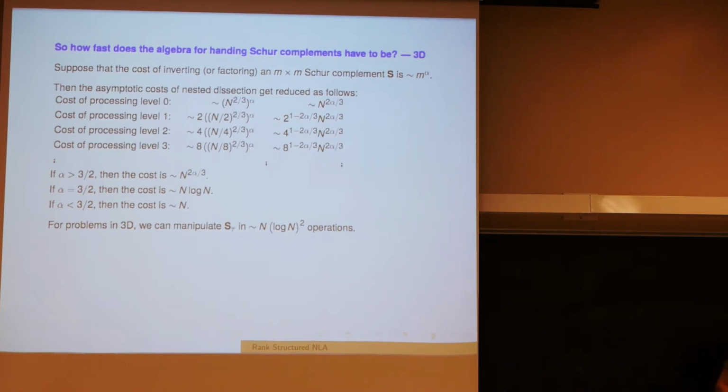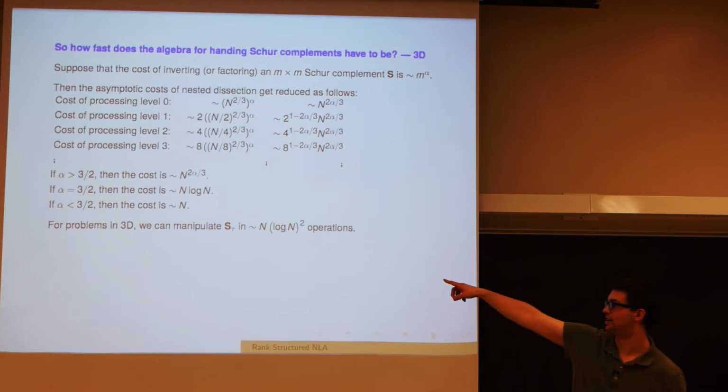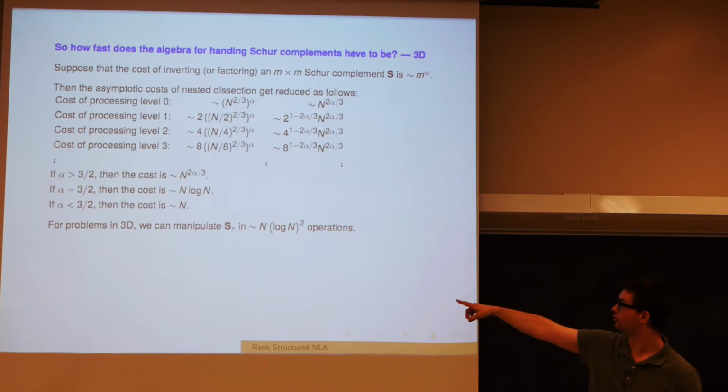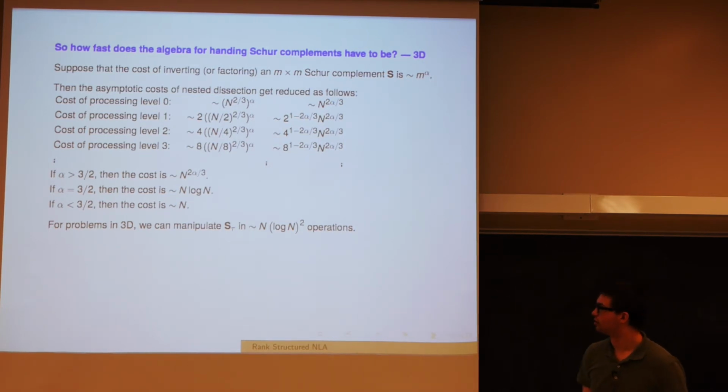Even for a cubic problem, we see that if we can get the alpha less than 3/2, we still have linear complexity for the whole algorithm. And this is just doing very basic complexity analysis. So yeah. Oh, no questions?